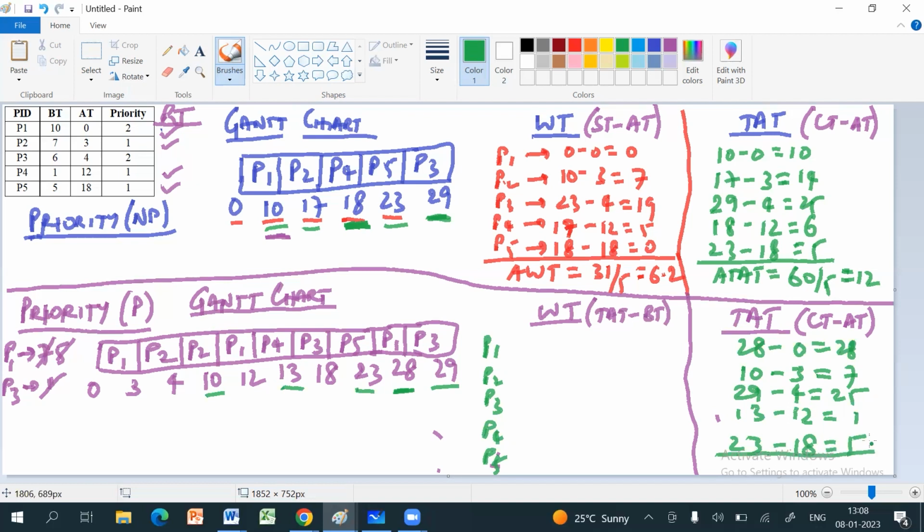So the average turnaround time will be the sum of all these divided by 5, the total number of processes. So that would be 28 plus 7 is 35, plus 25 is 60, 61, 66. 66 divided by 5 is 13.2.